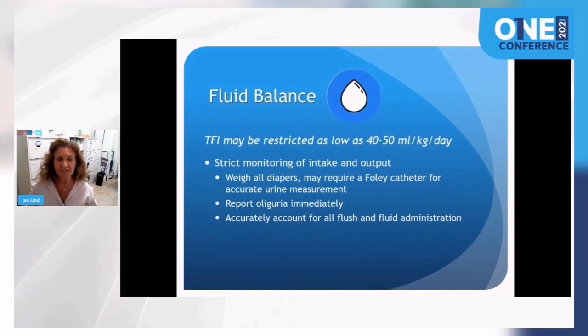Fluid balance. So for fluid balance, our patients may be restricted to a total fluid intake of about 40 to 50 mils per kilo per day. Strict monitoring of intake and output is needed. All diapers are weighed, and the baby may require a Foley catheter for accurate urine output.